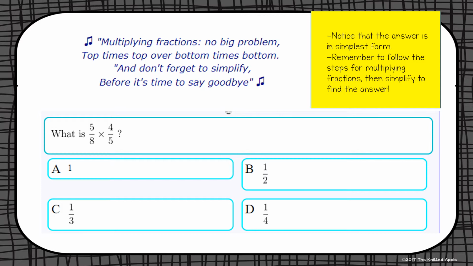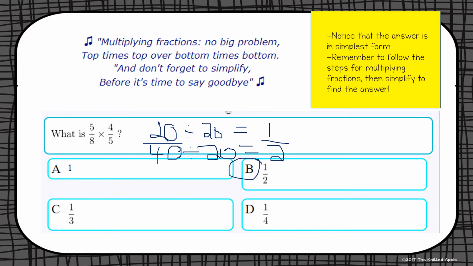To solve this problem, we multiply numerator times numerator, then denominator times denominator. We see that 5 times 4 equals 20, and 8 times 5 equals 40. Now we're ready to simplify. We look for the greatest common factor here, which happens to be 20. Both the numerator and the denominator are divisible by 20. That leaves us with our simplified answer of 1/2. If you chose B, 1/2, you are correct.